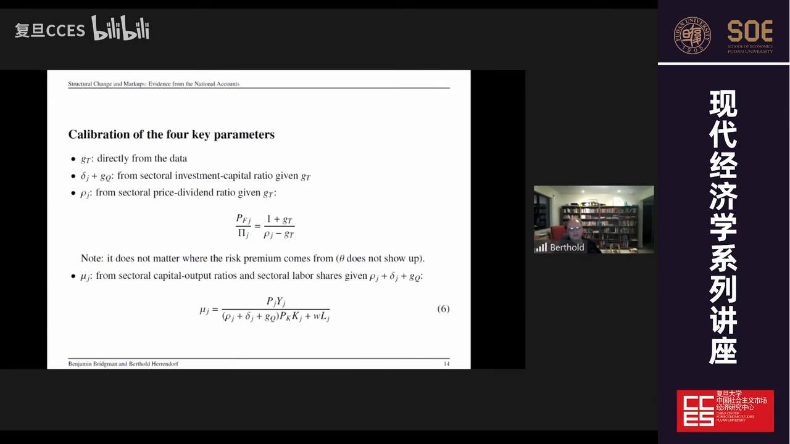We calibrate that given GT from the investment capital ratio, which we can see and can solve in closed form. I haven't even written it out here, but that's a simple formula on the balanced growth path. So we know what delta plus GQ is. And then the really important and challenging thing for everybody else was what was the expected return on capital.